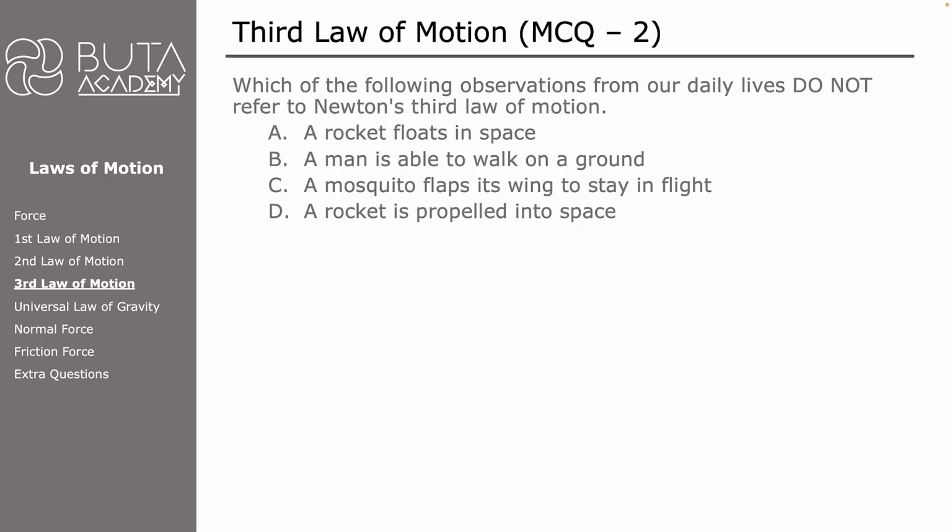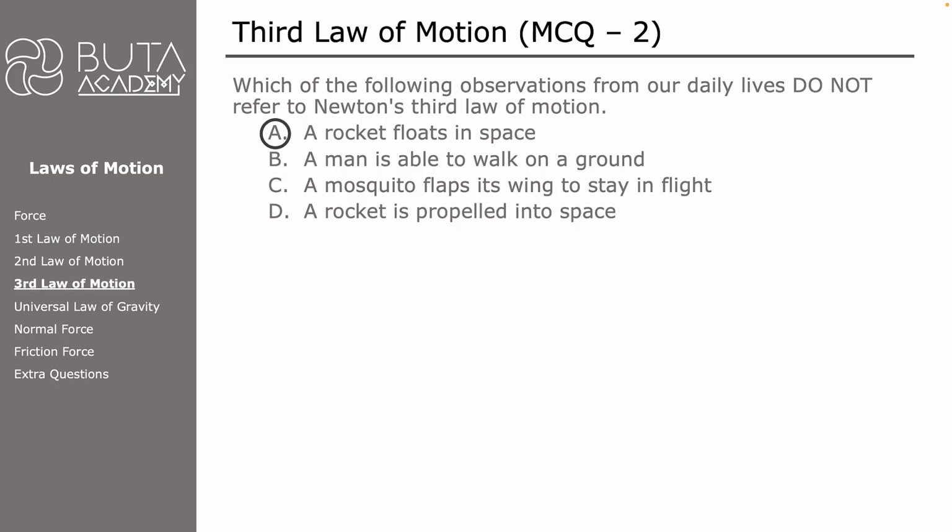According to the third law of motion, there must be two objects which apply force on each other. In option B, a man applies force on the ground and the ground applies force on the man. In option C, a mosquito's wing applies force on the air while flapping and the air applies force on the wing. In option D, a rocket applies force on the exhausted gases and the gases apply force on the rocket. Only in option A, there is no object pair to apply force on each other. So the answer is A.